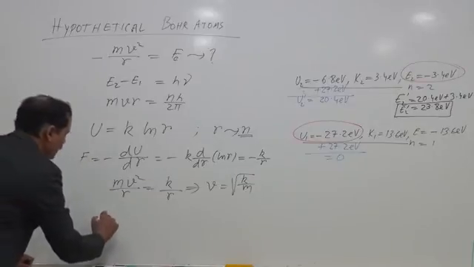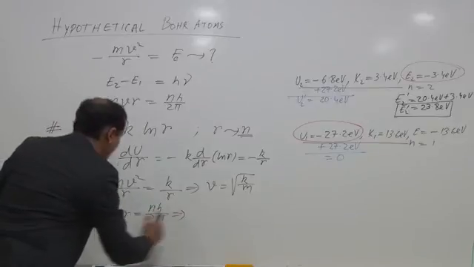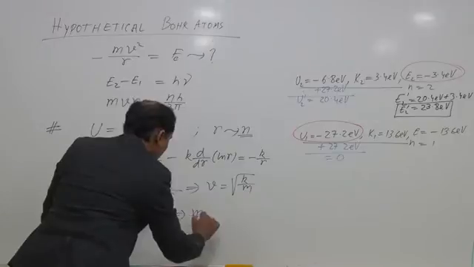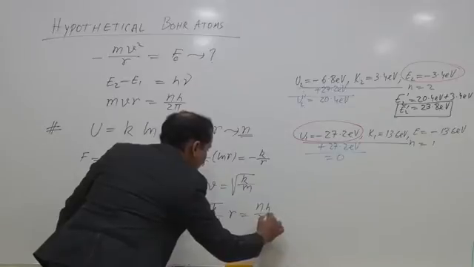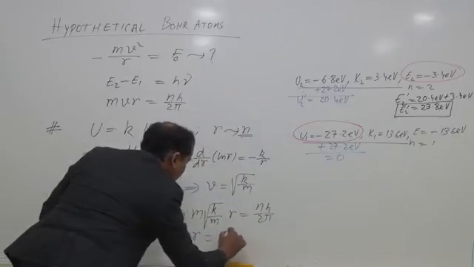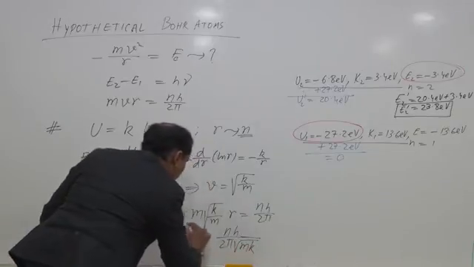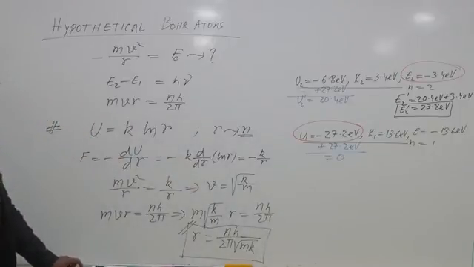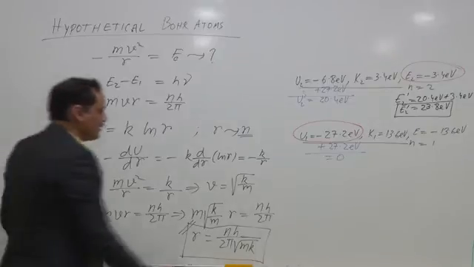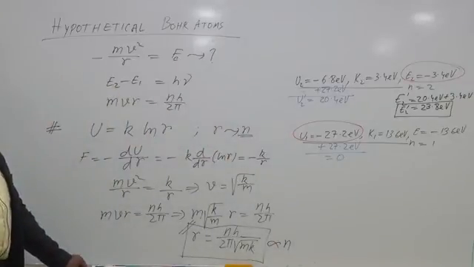Now, for the orbital radius, from the third postulate, we know mvr is equal to nh upon 2 pi. If I put the value of v here, m under root K by m times r is equal to nh upon 2 pi, or r is equal to nh upon 2 pi under root mK. So, this is now the expression for orbital radius: r is equal to nh upon 2 pi under root mK. Now, r is proportional to principal quantum number n.